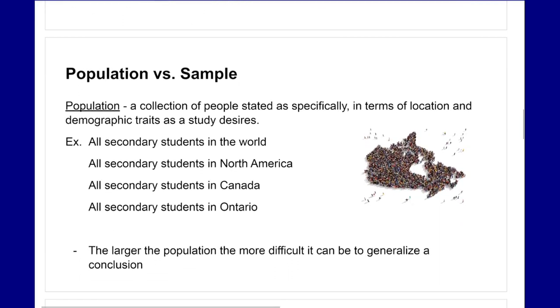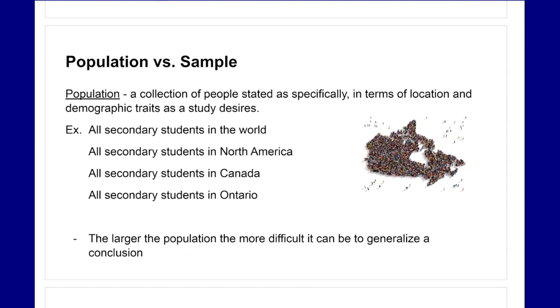Another terminology we're going to be looking at is population versus sample. A population is a collection of people stated as specifically in terms of location and demographic traits as a study desires. So a population is a collection of people that we're stating as specifically in terms of location and traits as we need.